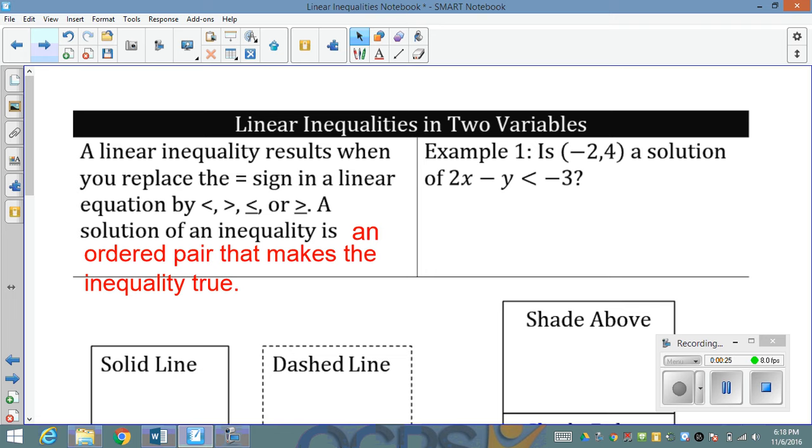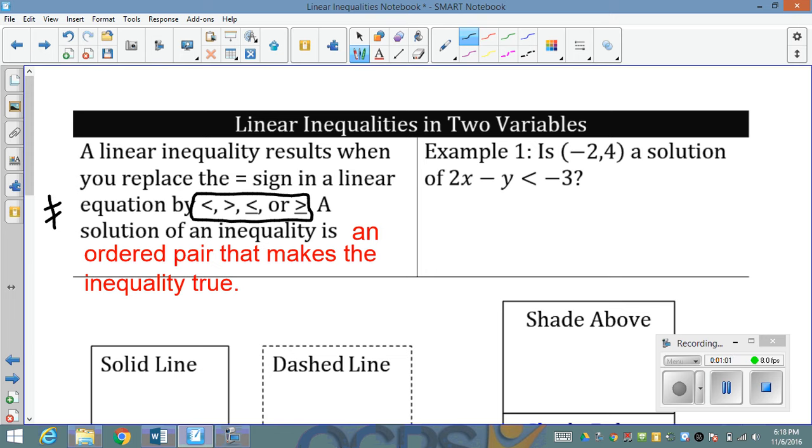So let's start by talking about what a linear inequality is. It results when you replace the equal sign in a linear equation by one of our inequality signs. So our inequality signs are less than, greater than, less than or equal to, or greater than or equal to. Remember, the not equal to is also an inequality, but we won't be talking about graphing those today. A solution of an inequality is any ordered pair that makes the inequality true. So when you plug in the x and the y and do your operations, it will result in a true statement.